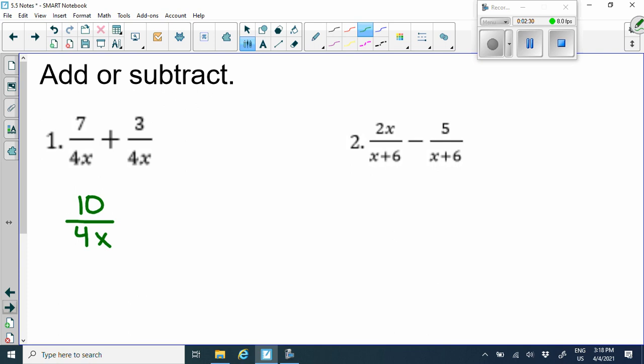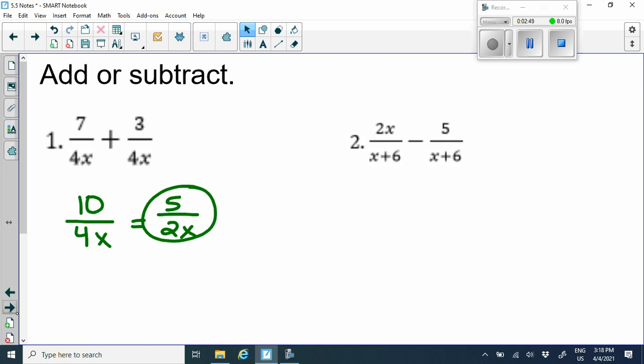Now don't forget, always simplify. So we think about it, the x we can't really simplify, but the fraction of 10/4 we can. The number that can go into both 10 and 4 is 2. So that means I have 5 over 2x, and this will be my final answer.